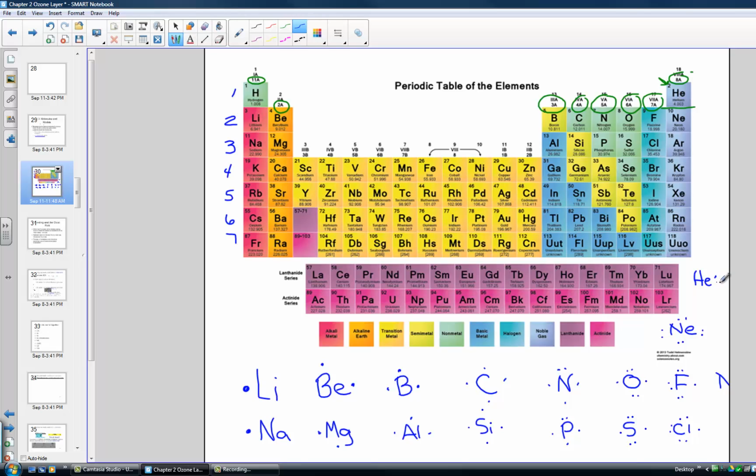With a noble gas arrangement, we show that first energy level full. Let me explain a little bit of what we're doing. Lithium, 1 valence electron, beryllium, boron, carbon, and so forth. We have our group numbers 1A, 2A, 3A, 4A, 5A, 6A, 7A, and group 8A. Those representative elements represent the number of valence electrons.